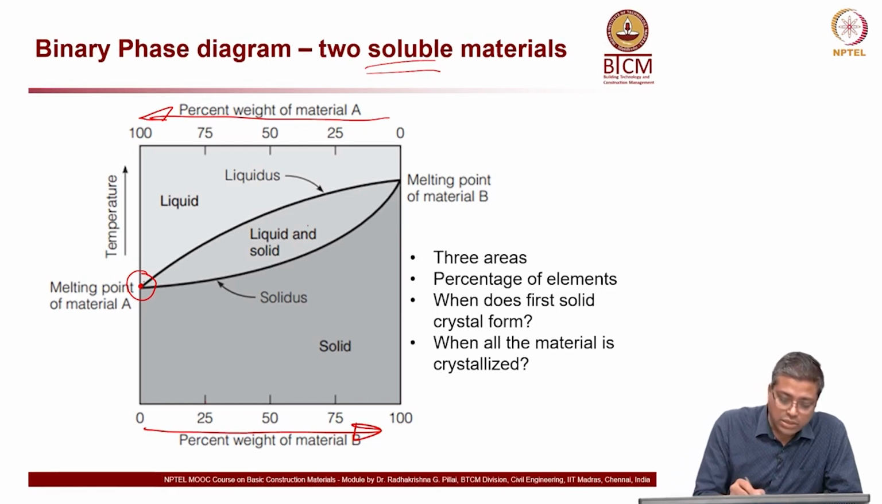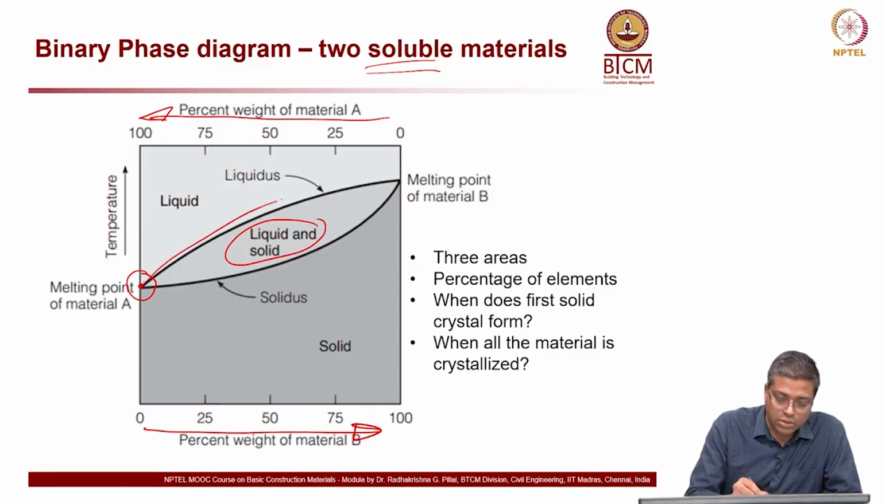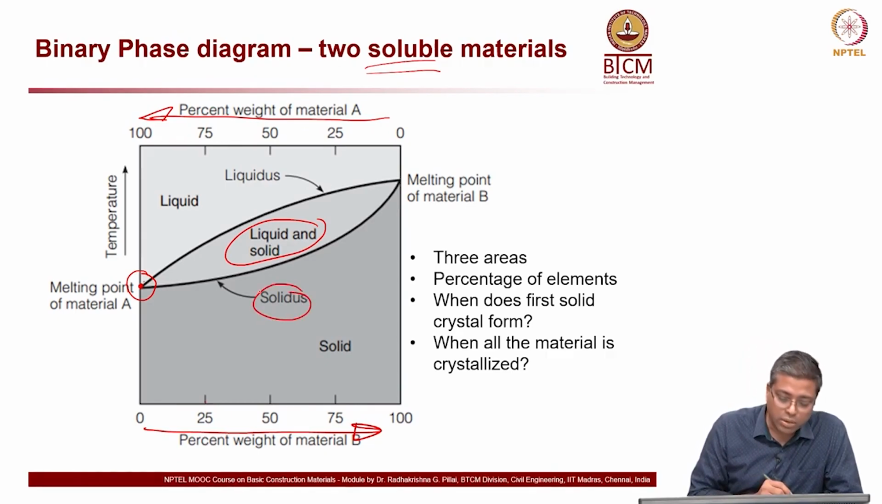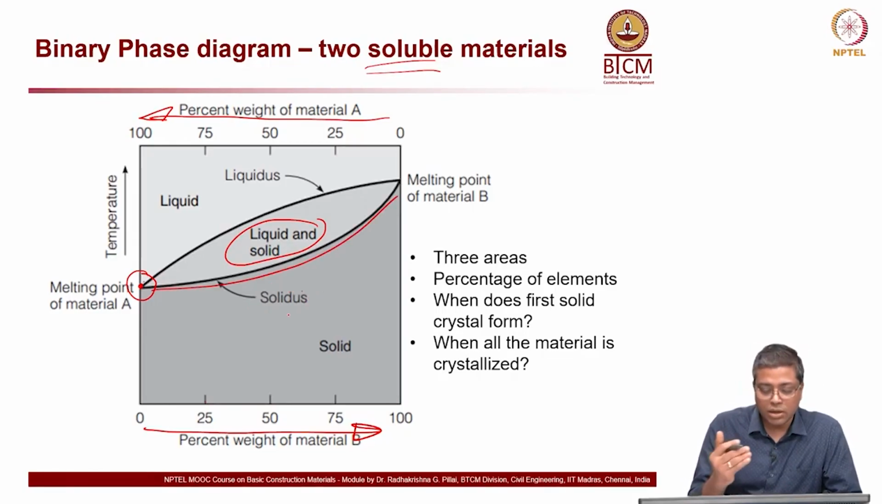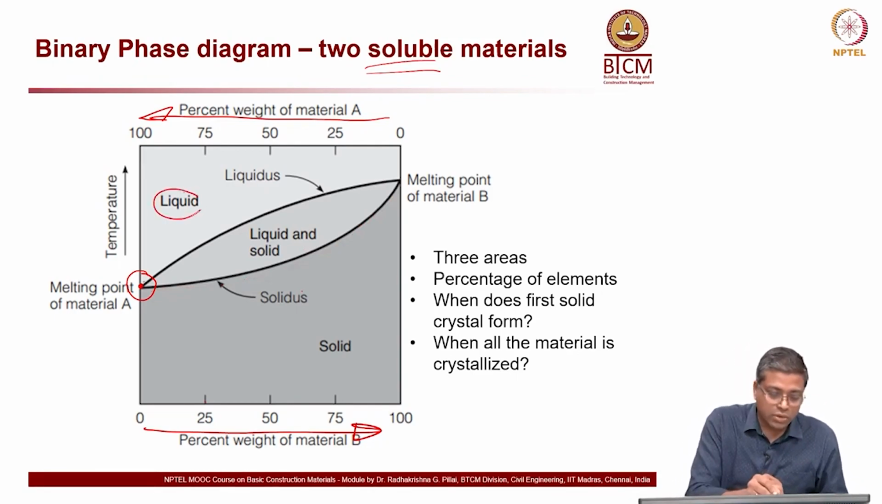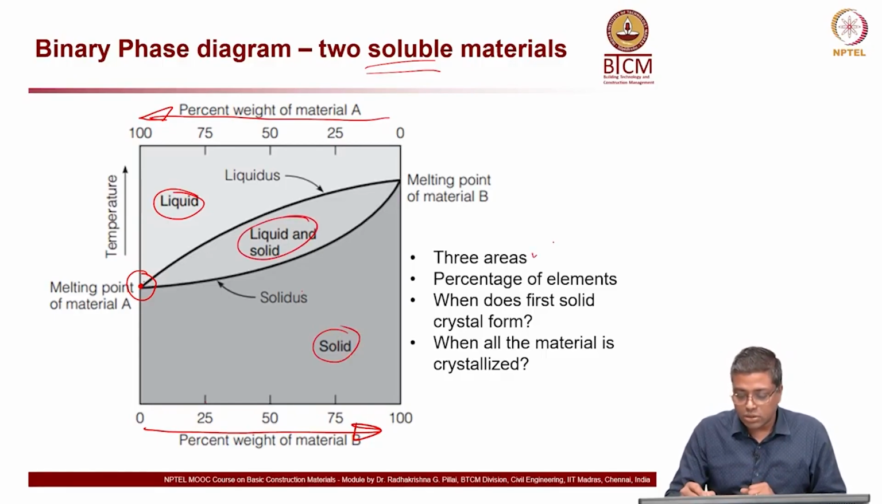Now, there are also phases which have both liquid and solid. So this curve here is called liquidus. That is the boundary between the 100% liquid phase and the liquid-solid phase. And here you have solidus at the bottom, this curve here, which is the boundary between 100% solid and the solid-liquid phase. So this is about the three areas in this. You have a liquid phase, a solid phase and a liquid-solid phase. Three phases or three areas, and then the percentage of elements, we already looked at that.